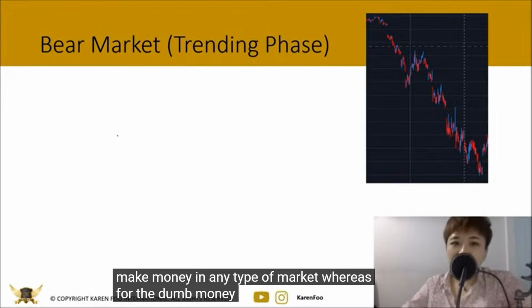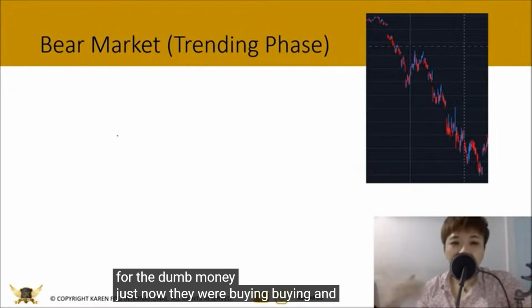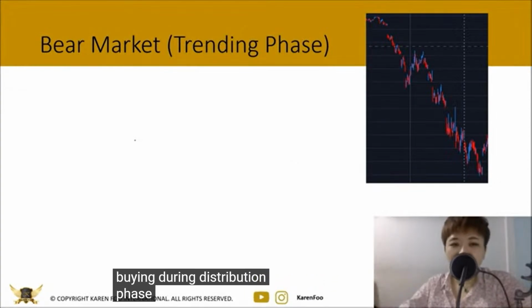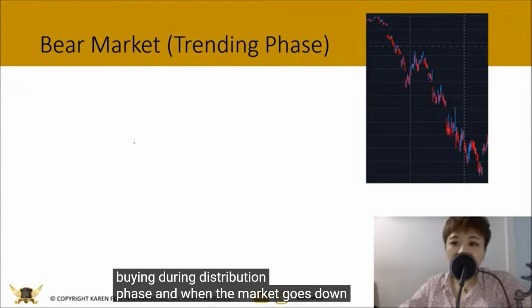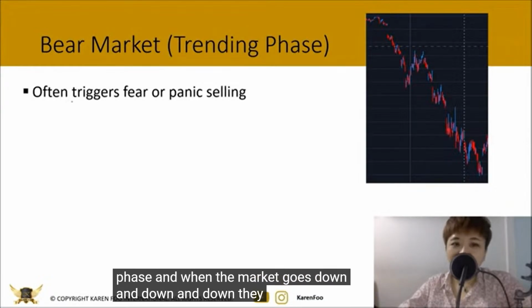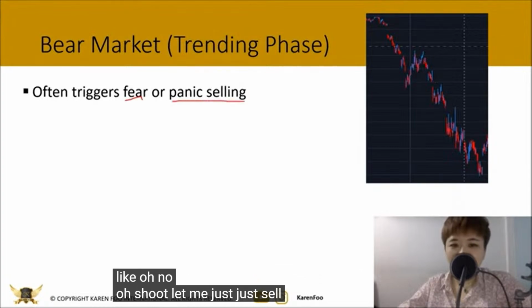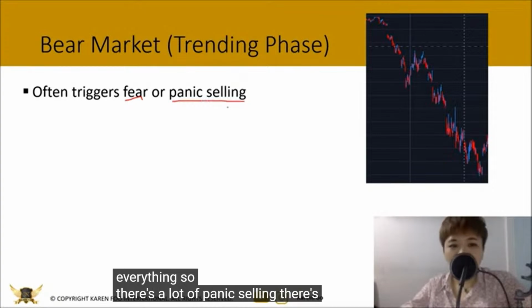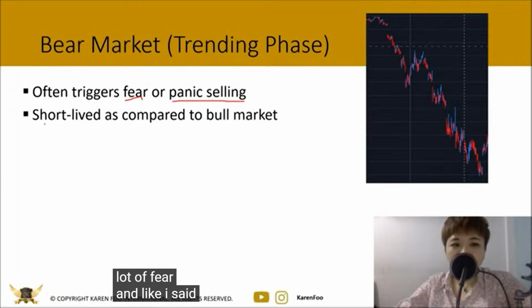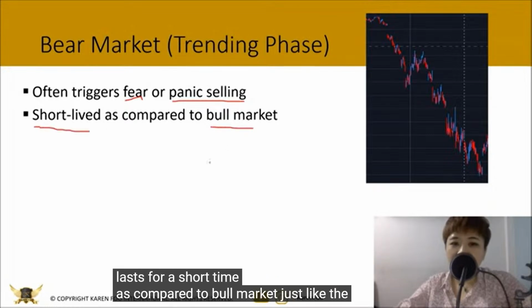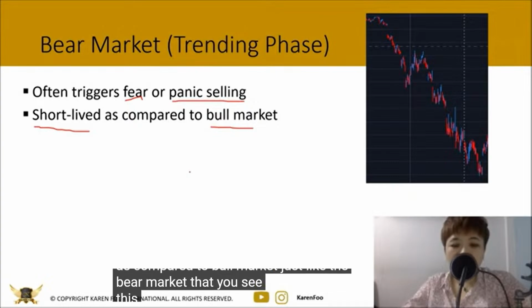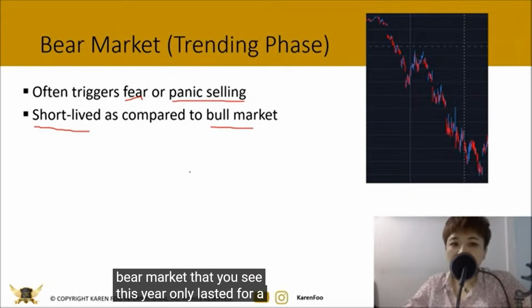Whereas for the dumb money, just now they were buying and buying during the distribution phase, and when the market goes down and down and down, they are going to be like, oh no, oh shoot, let me just sell everything. So there's a lot of panic selling, there's a lot of fear. And like I said, a bear market normally lasts for a short time as compared to a bull market. Just like the bear market that you see this year only lasted for a while.